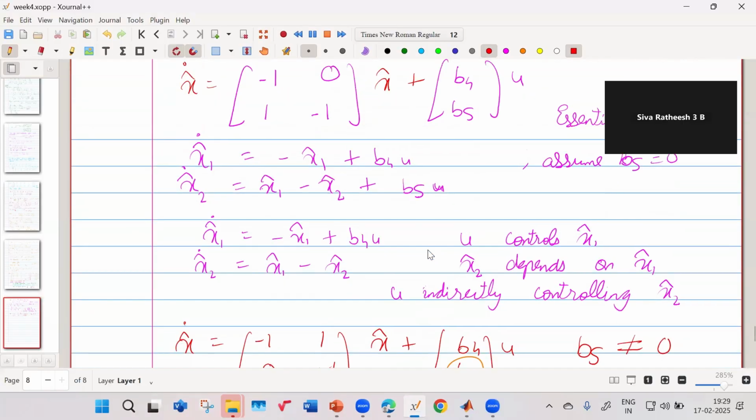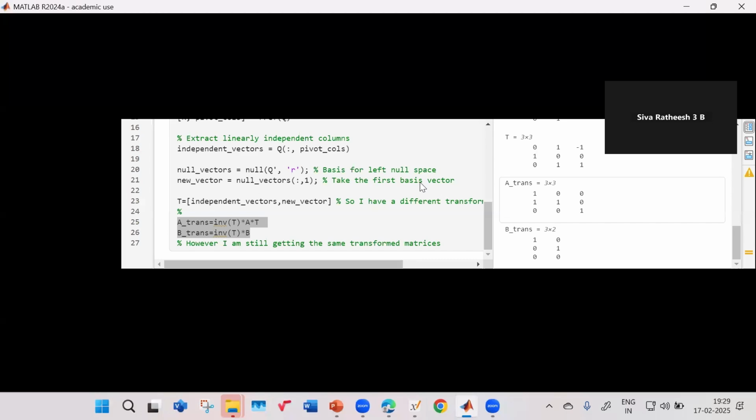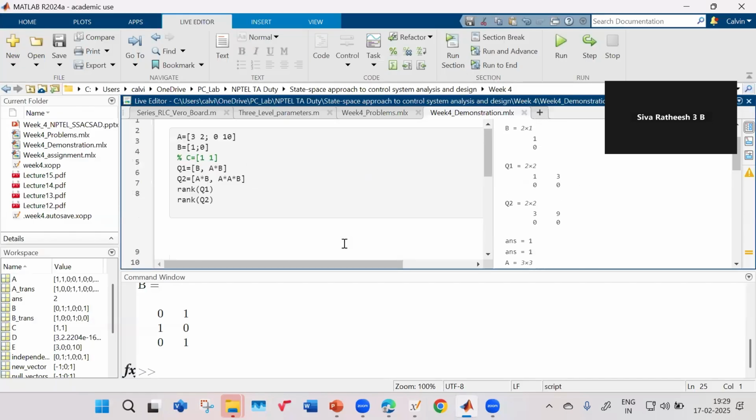Yeah, so I had given a MATLAB example of controllability. This is the A matrix, this is the B matrix, this is the Q1 matrix, and the Q2 matrix. Both came out to be the same rank. Now, what would happen if I change B to 1, 1? If my B became 1, 1, then if you run it, you will observe that both Q1 and Q2 have changed, and the ranks of Q1 and Q2 are the same.